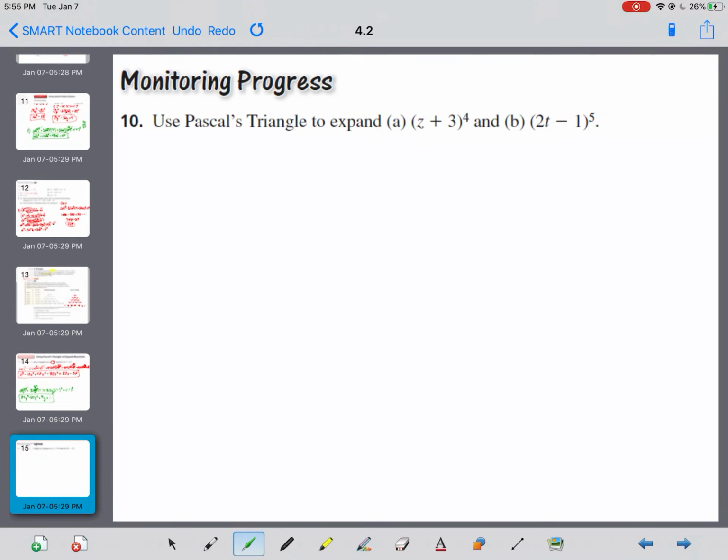Go ahead, give it a pause. Find the pattern, go back to the Pascal triangle page in your book, use the pattern, create the parentheses, fill in the blanks, do the math, and come back and find the answer.